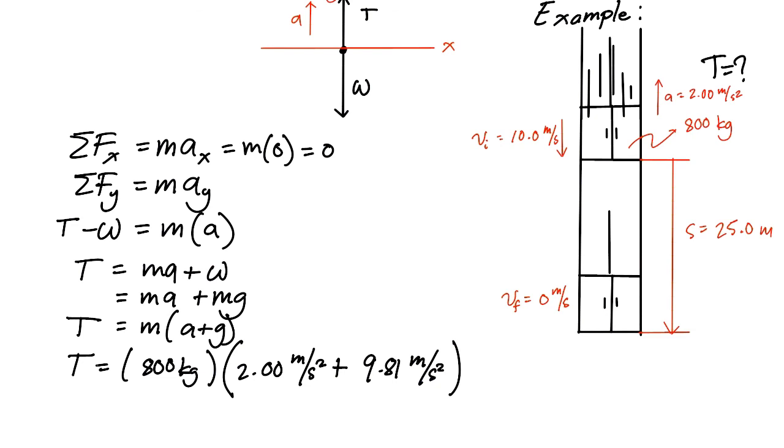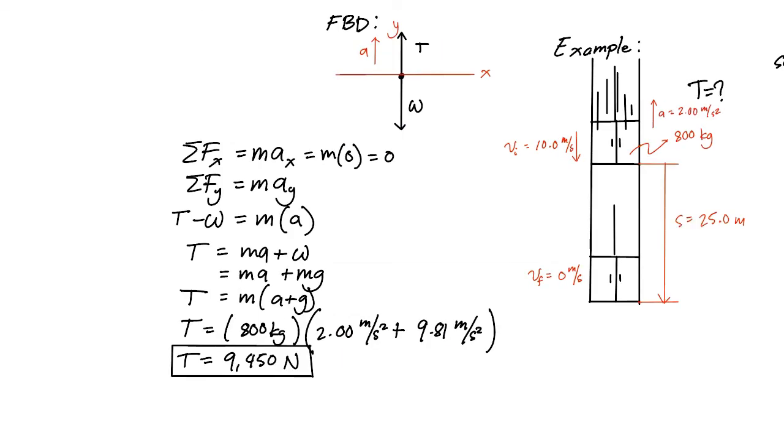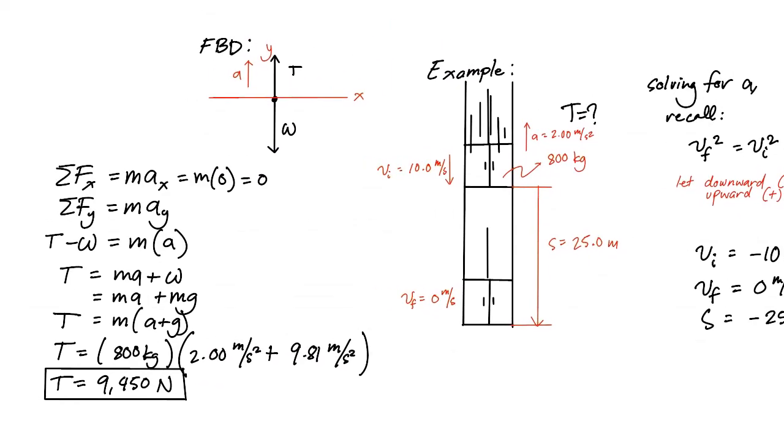So, if we plug this in to our calculator, we should get, rounding off to 3 significant figures, 9,450 and the unit is in newtons. So, yan yung tension force doon sa ating cable connected doon sa elevator. Okay? So, that's how we apply Newton's second law in solving problems in mechanics.